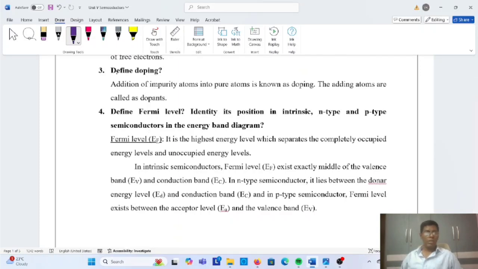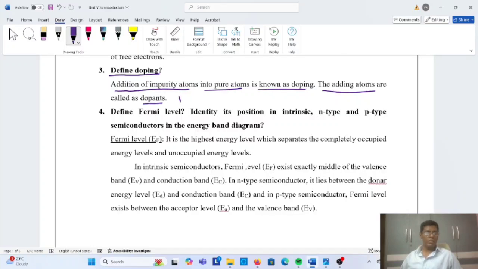Now, coming to the other question, define doping, or what is doping? The addition of impurity atoms into pure atoms, that addition process is called doping. The atoms to be added into the respective material are called dopants.